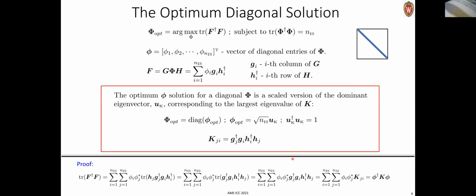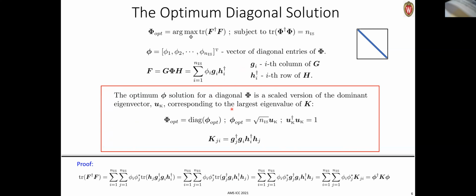So let's look at the optimum diagonal solution. So this is again the optimization problem, maximize trace F Hermitian F subject to the trace constraint on the phi matrix. So let lowercase phi be a vector with the diagonal entries of the RIS matrix. Then you can write the composite link matrix in terms of the diagonal entries of the RIS and the column vectors of matrix G and the row vectors of matrix H.